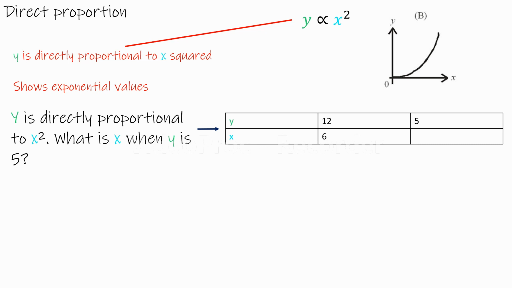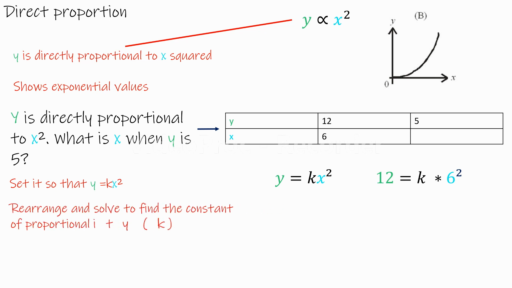Again, we have an example where both x and y are given, and then an example where just y is given. Once again, we set it so that y equals kx squared this time. So y equals kx squared, therefore substituting in our values, we can say that 12 equals k times 6 squared. Now, we rearrange and solve to find our constant of proportionality. So we can say that k equals 12 over 6 squared, which means k equals 12 over 36. Therefore, our constant of proportionality is 0.3 recurring, or a third.